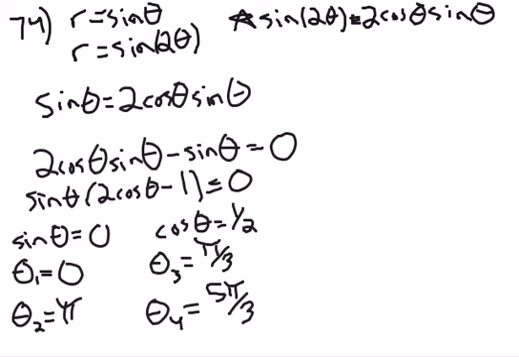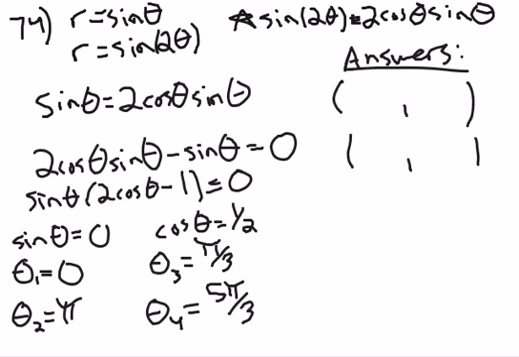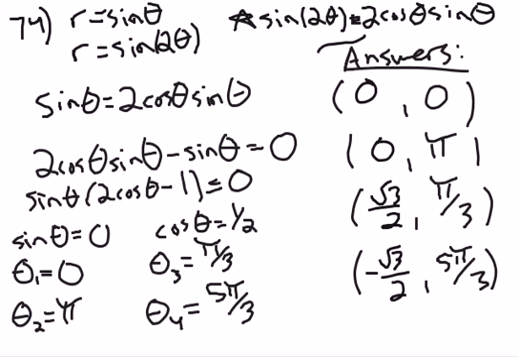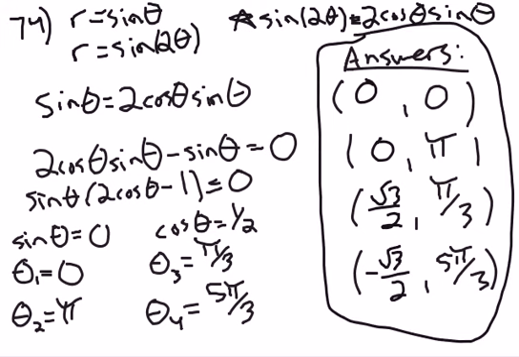Okay, so we'll write my final answers up here. So I'm actually going to have 4 answers. Okay, and now just like the previous problem, to find all the r values, because these are polar coordinates, I would plug each of these into one of these, and I'm going to use the first one. So I'm just evaluating each angle with sine. So sine of 0 is 0, sine of pi is 0, sine of pi over 3 is square root of 3 over 2, sine of 5 pi over 3 is negative square root of 3 over 2. So that is the set of answers for 74.